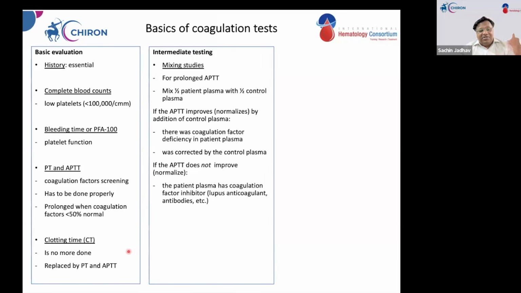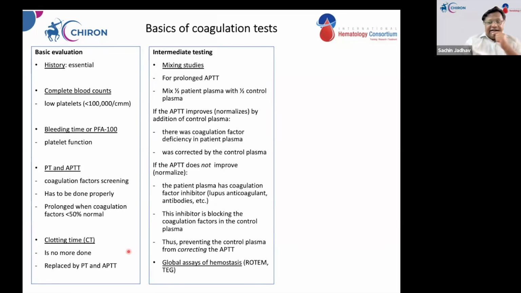So in the test tube, I add half patient and half control, and that doesn't help. That means the patient plasma is inhibiting even the control plasma. So these are mixing studies. Many labs do this, right? Many hospital labs can actually do a mixing study and tell you whether your patient's APTT is prolonged because of a factor deficiency or because of a factor inhibitor.